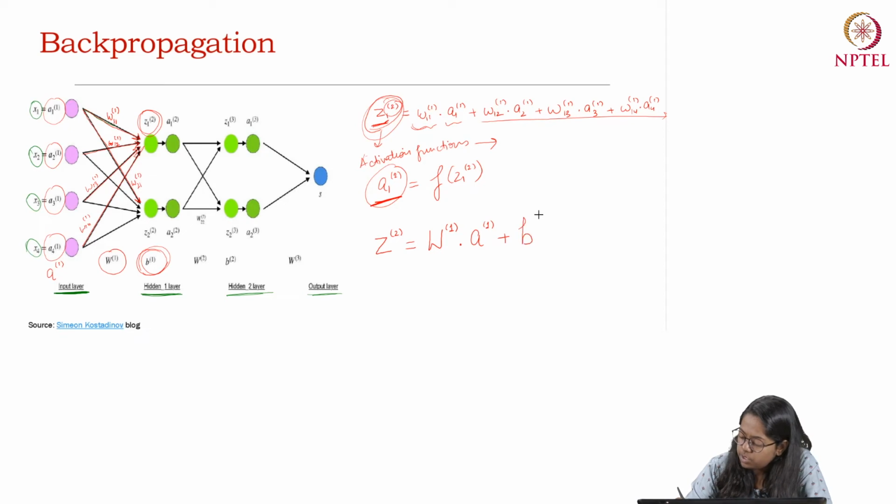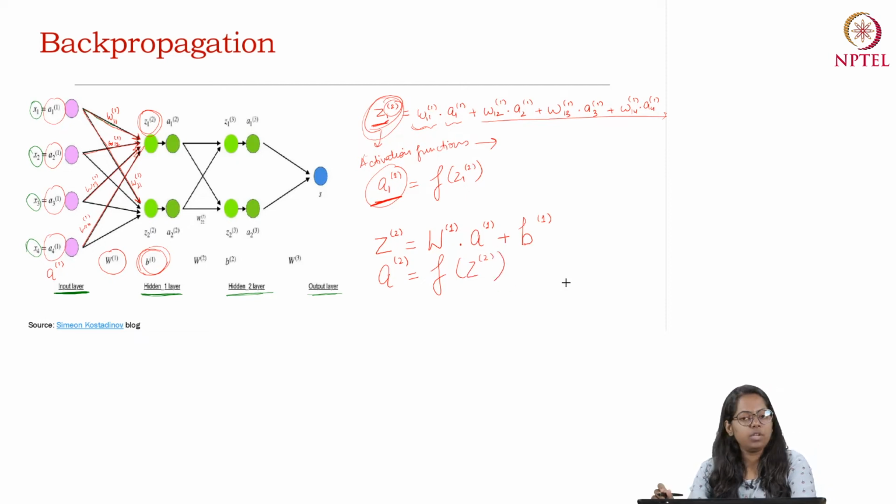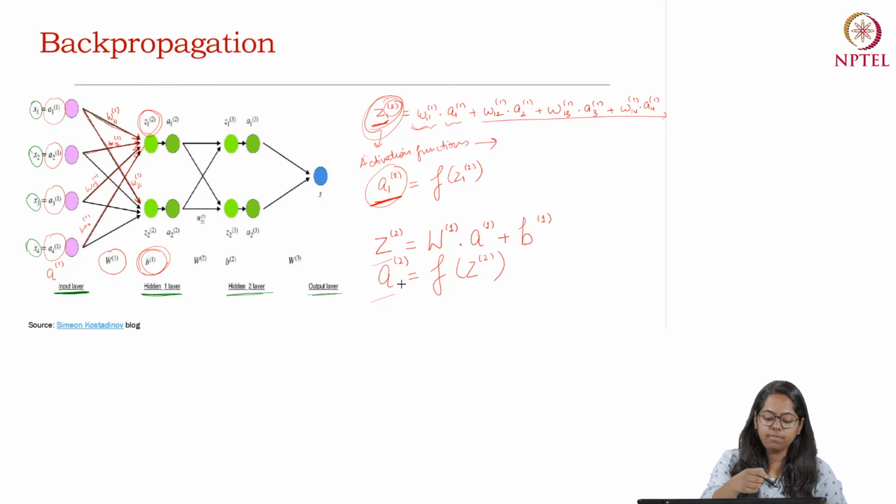So plus b of the first layer. Now this z2, and then this a2, will be the value of z2 after it is passed through an activation function, right? So now we see that this is how we get the z2 and the a2, right? And similarly, with the same approach, we can get the values for the second hidden layer also.